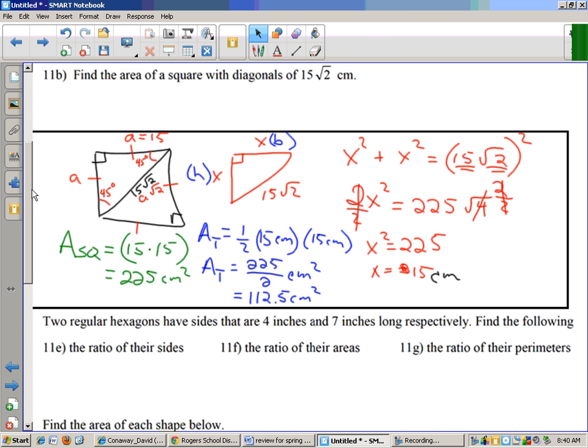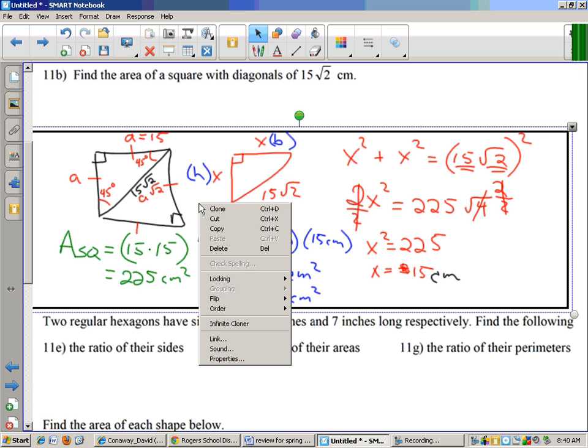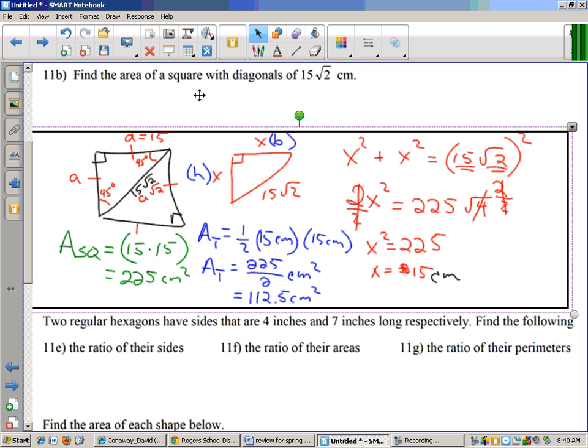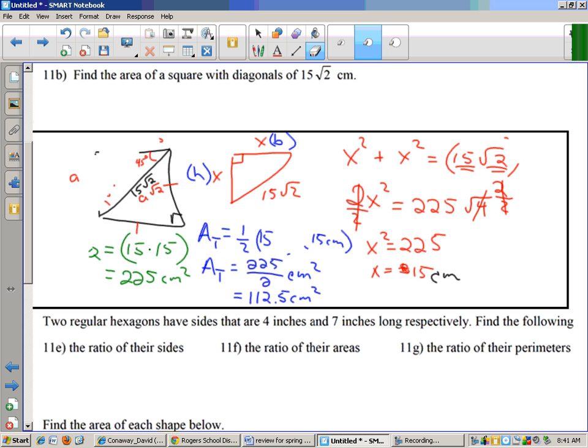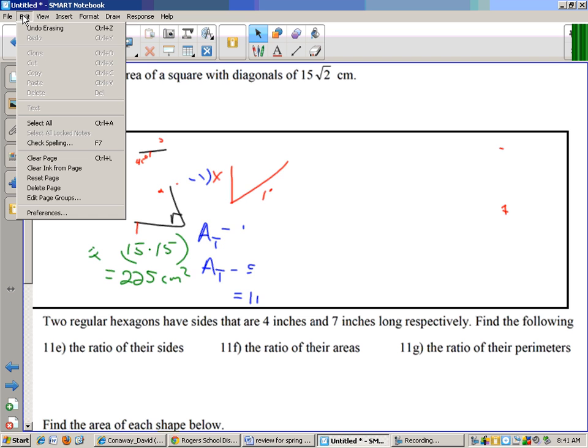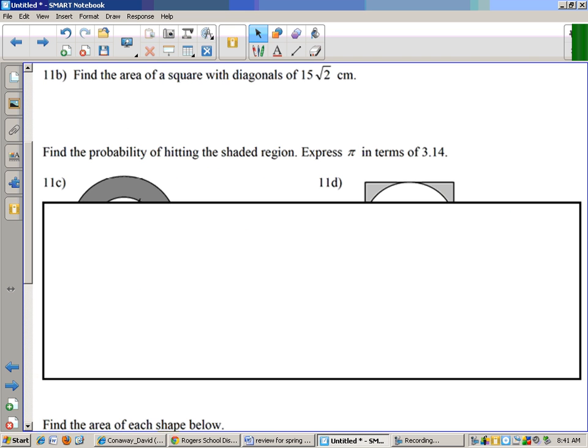Okay, I'm going to clear the screen. If I can figure out... Oh, that's not... Yeah, if I knew how to do that, that'd be great. I know there is a clear ink.